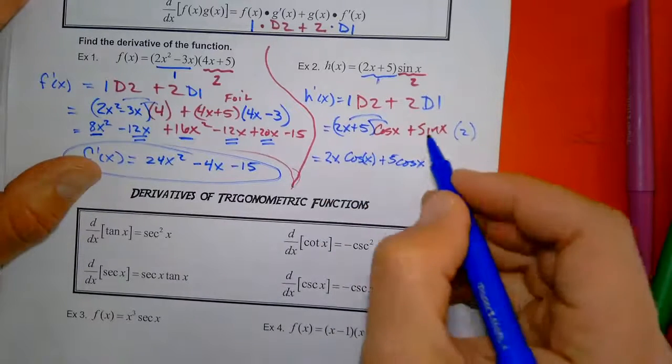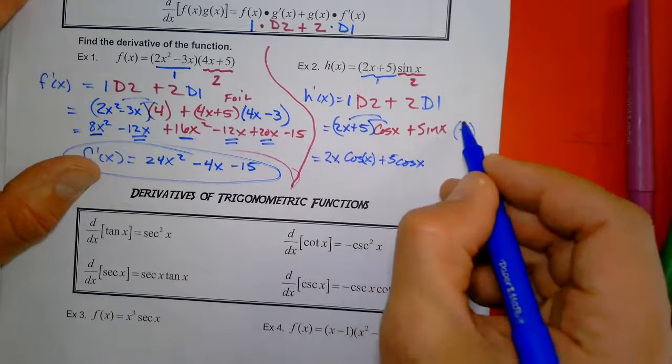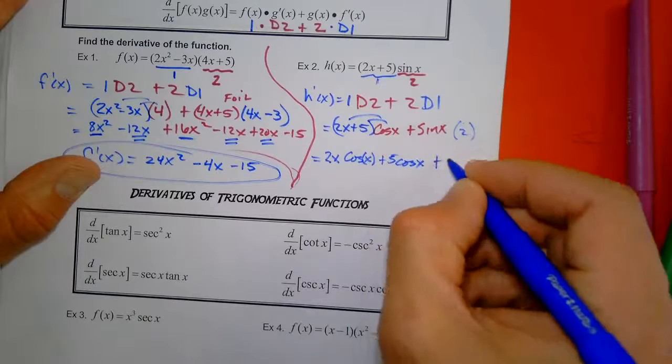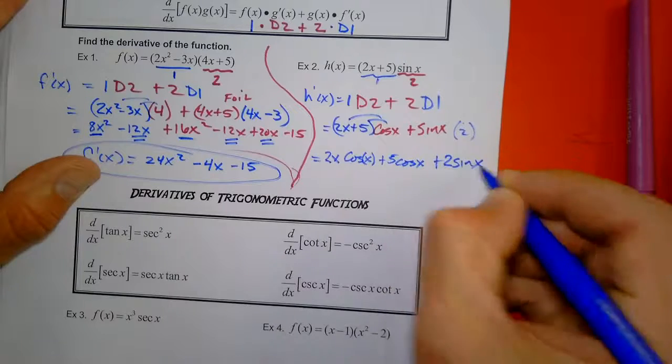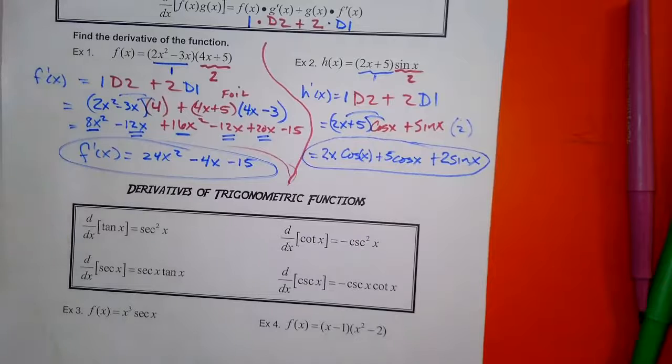Same thing, I got to take sine of x times 2. That is not sine of 2x. You multiply to the front, that is 2 sine of x, just like that. So final answer for your derivative is 2x cosine of x plus 5 cosine of x, and then plus 2 sine of x. That is, again, simplified all the way. All right, do you guys have any questions, y'all? Questions?